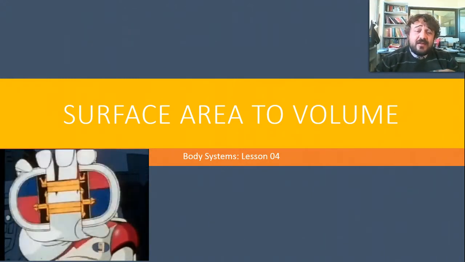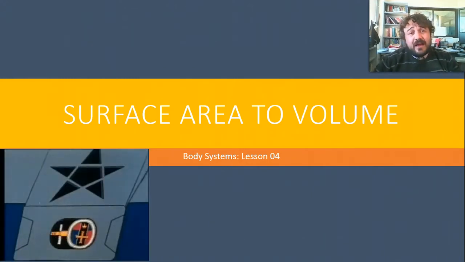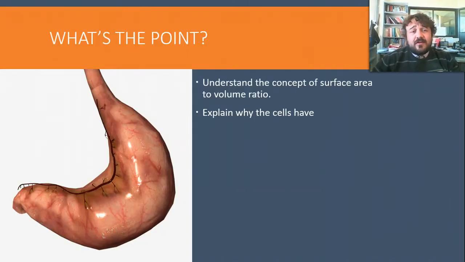So right now we're going to have a look at how the surface area to volume ratio will affect both cells and in particular our digestive system. So what's the point? Basically the point of today is we want to be able to understand the concept of surface area to volume ratio and explain why cells have such a small size. This actually links to why cells are so small.